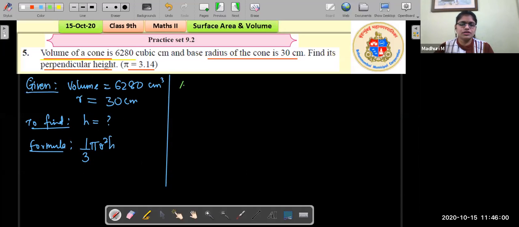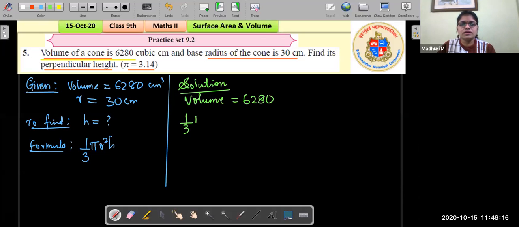So solution, we start with the formula. Whatever is given, we write that part. We are given that volume equals 6280. Volume is 1/3 pi r squared h, right? That is equal to 6280. We are going to substitute the values.